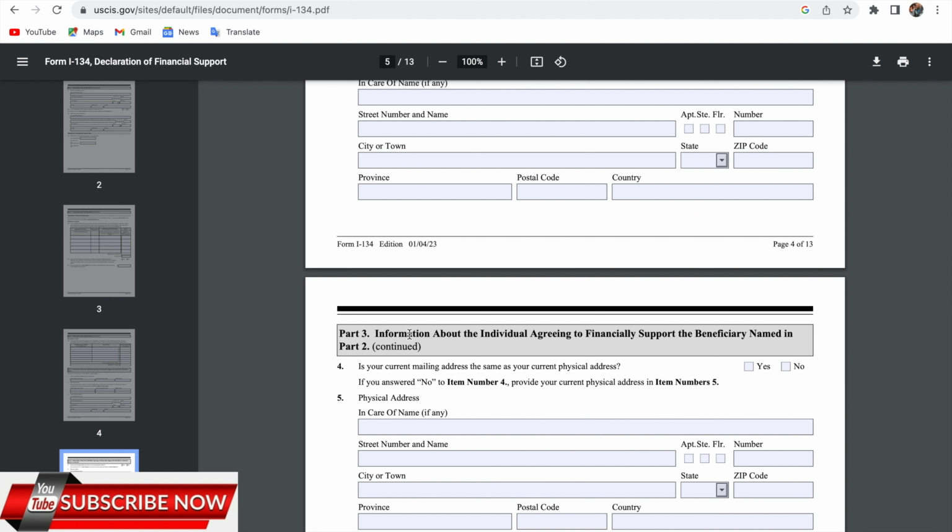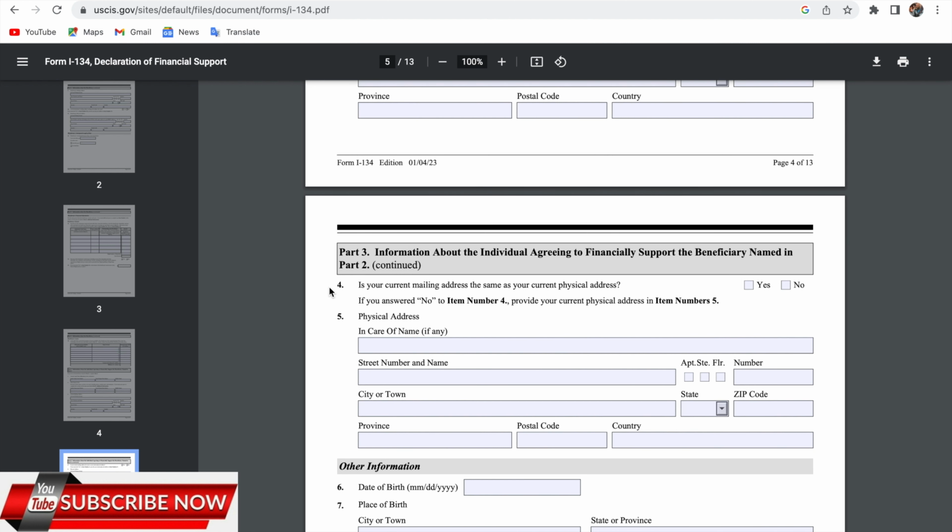And Part 3 says information about the individual agreeing to financially support them. So the continuation of it. Number 4 asks: is their current address the same as their physical address? If yes, you click on yes. If no, you click on no. If you click on yes, you don't have to worry about this place. But if you click on no, then you have to fill up this part.